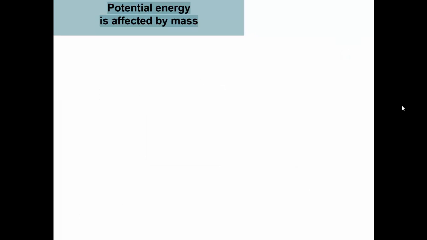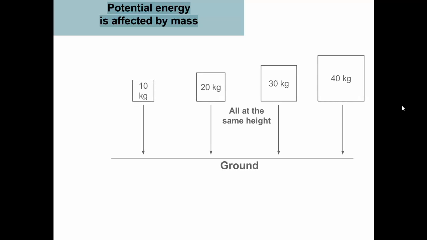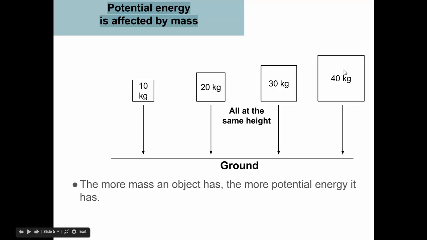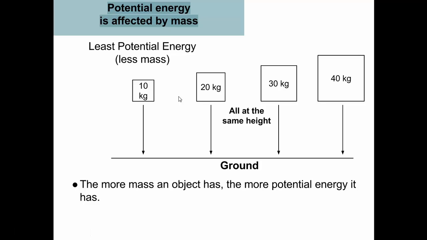Potential energy is also affected by mass. So if we have 4 objects, they're all being held at the same height. We have a 10 kilogram object, a 20 kilogram object, a 30 kilogram object, and a 40 kilogram object. The more mass the object has, the more potential energy the object has. So our 10 kilogram object has the least amount of potential energy because it has less mass. And our 40 kilogram object has the most potential energy because it has the most mass.